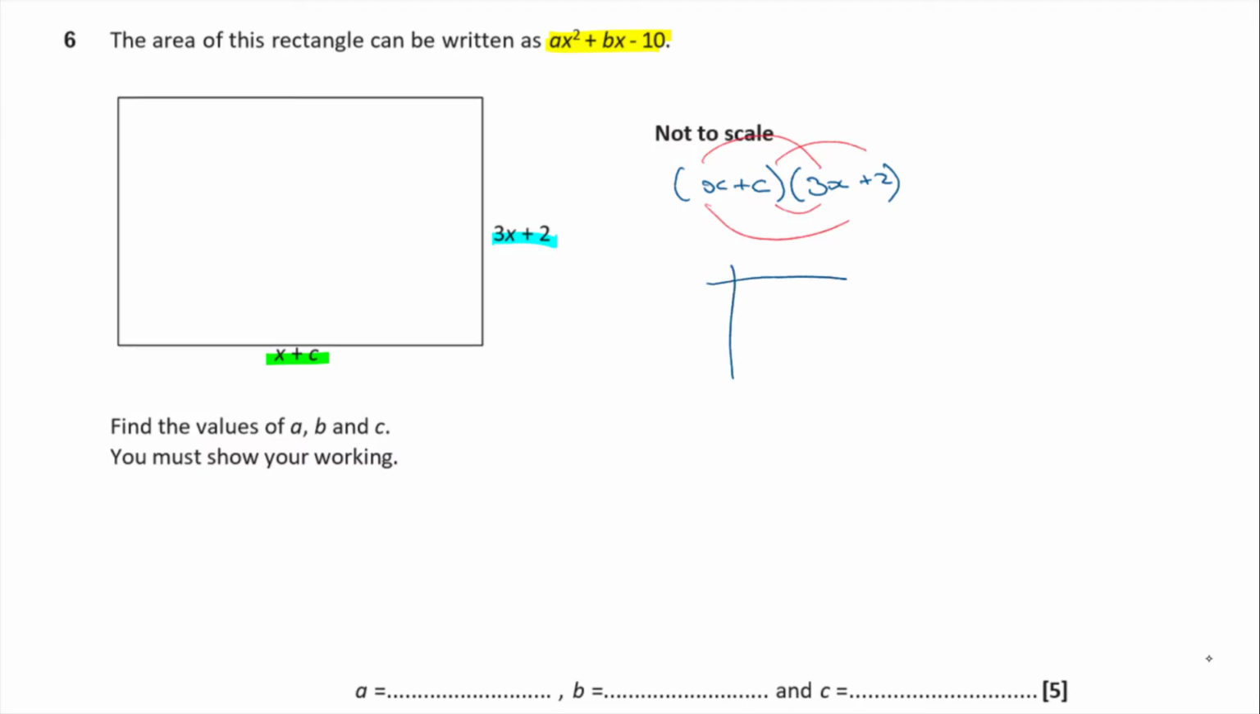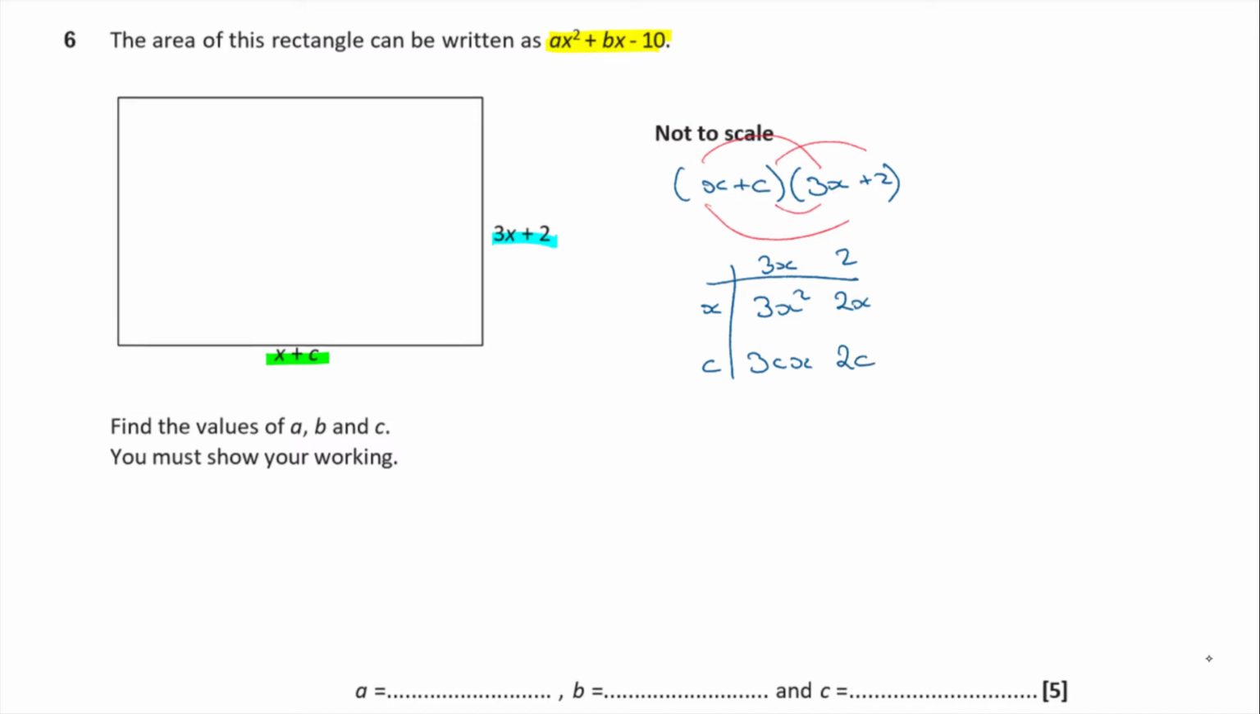If you're not so good at these, probably best to do it as a grid. So x and c and 3x and 2. And then we've got space to write all our answers in. We're less likely to forget bits of it if we do it this way. So 3x times x, 3x squared. 2 times x is 2x. 3x times c is 3cx. And then finally c times 2 is 2c.